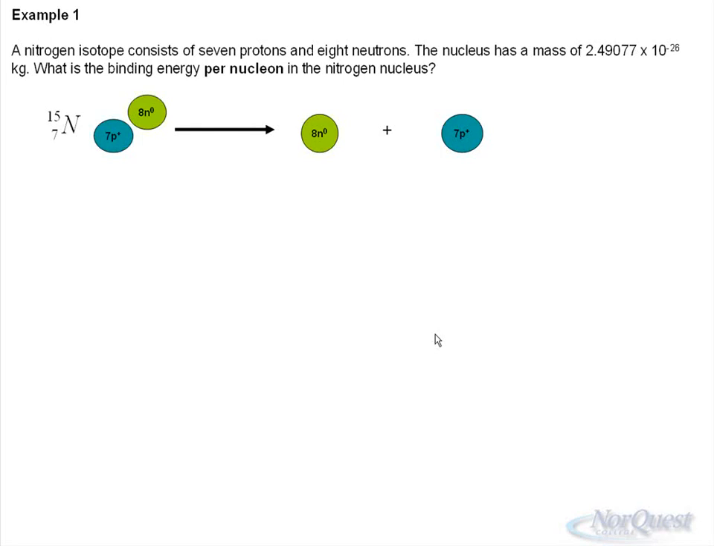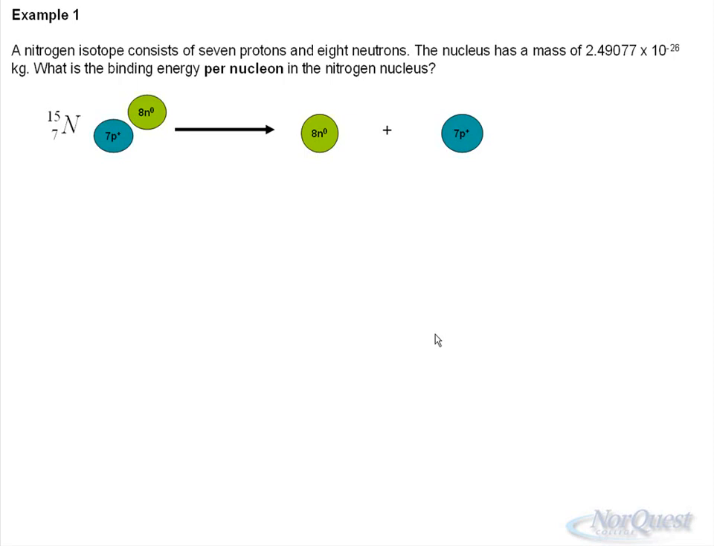Here's our first example on binding energy and mass defect. I have a nitrogen isotope consisting of 7 protons and 8 neutrons. The nucleus has a mass of 2.49077 times 10 to the negative 26 kilograms. What is the binding energy per nucleon in the nitrogen nucleus?